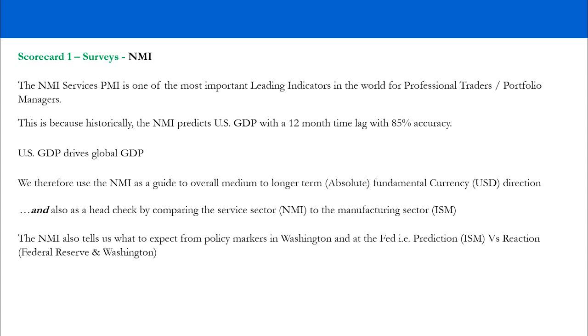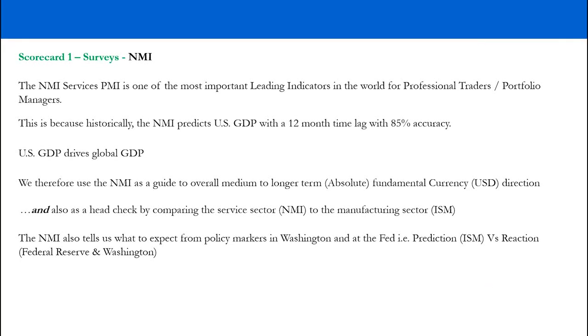Again, the NMI also tells us what to expect from policymakers in Washington and at the Fed. So again, we're using prediction. With the ISM and non-manufacturing, we're using prediction indicators, leading indicators, to predict coincident indicators. So what's happening in the economy right now with inflation, jobs, GDP, and we're looking at predicting what the reaction is going to be from the Federal Reserve, the central bank, and Washington.